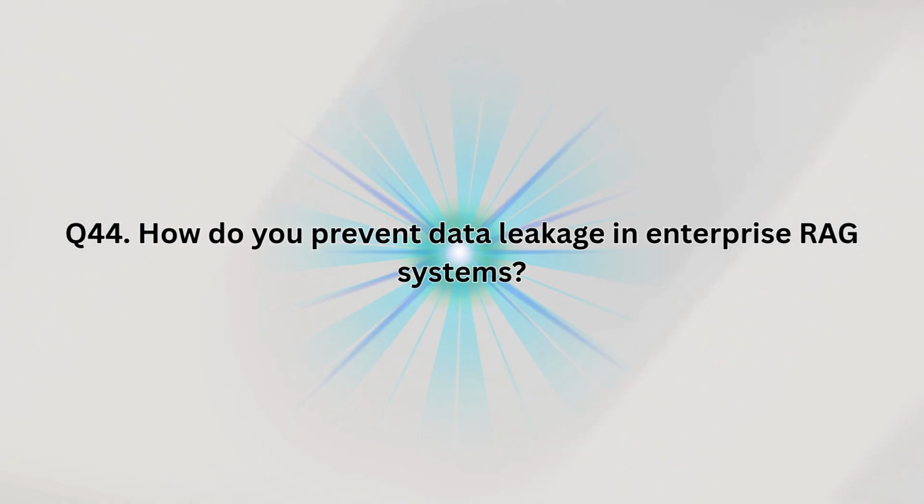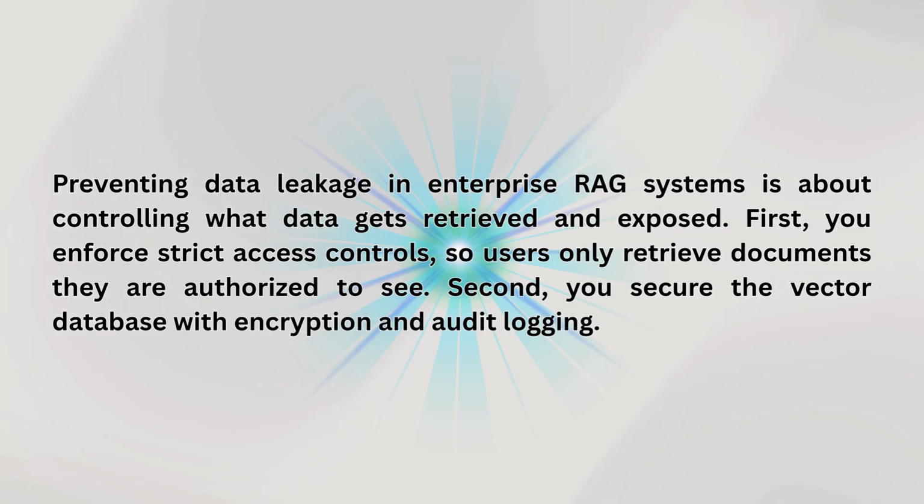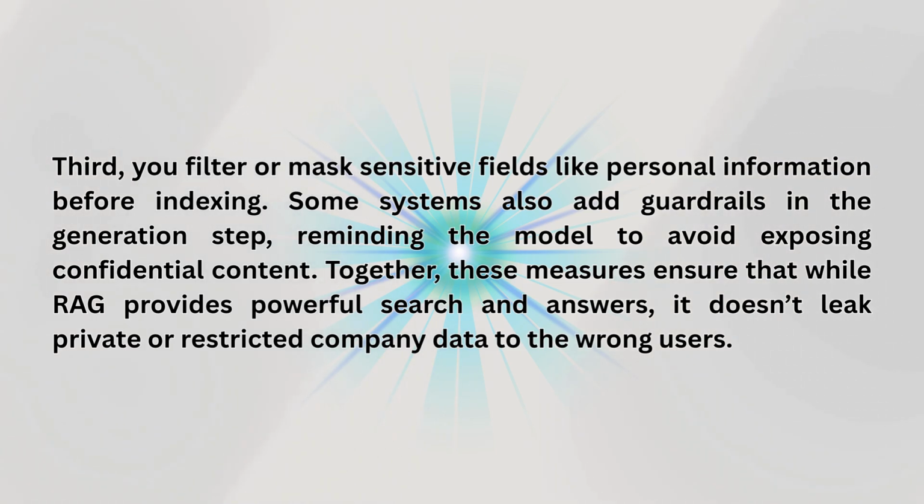How do you prevent data leakage in enterprise RAG systems? Preventing data leakage in enterprise RAG systems is about controlling what data gets retrieved and exposed. First, you enforce strict access controls, so users only retrieve documents they are authorized to see. Second, you secure the vector database with encryption and audit logging. Third, you filter or mask sensitive fields like personal information before indexing. Some systems also add guardrails in the generation step, reminding the model to avoid exposing confidential content. Together, these measures ensure that while RAG provides powerful search and answers, it doesn't leak private or restricted company data to the wrong users.